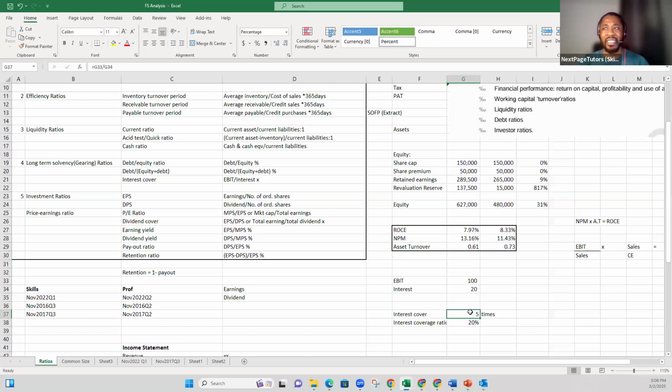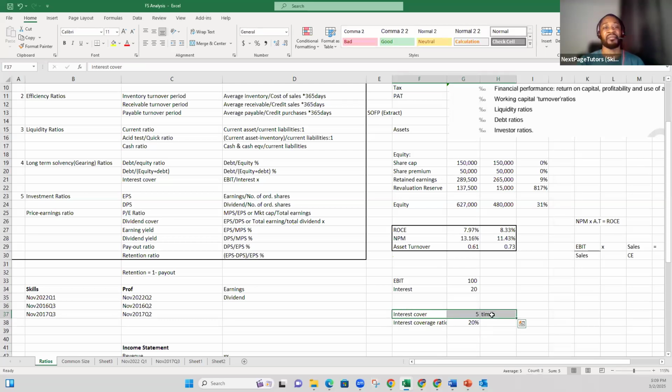If you look at the interpretation of these two, they are interpreted in different ways, but the meaning is the same. This one is saying interest is 20% of the EBIT, while this one is telling you EBIT will cover interest 5 times. So the same thing, really.